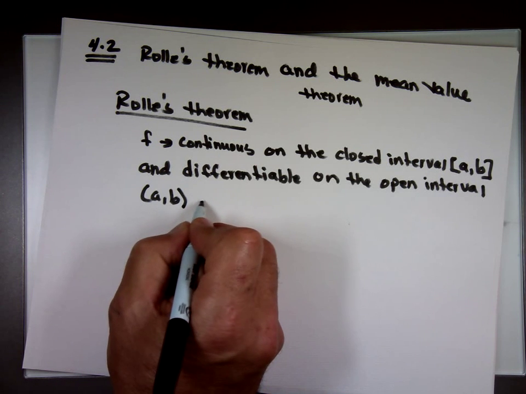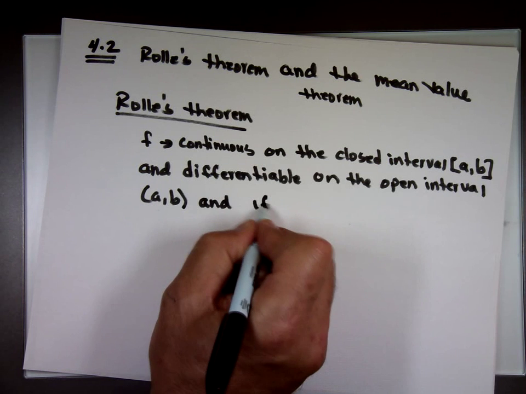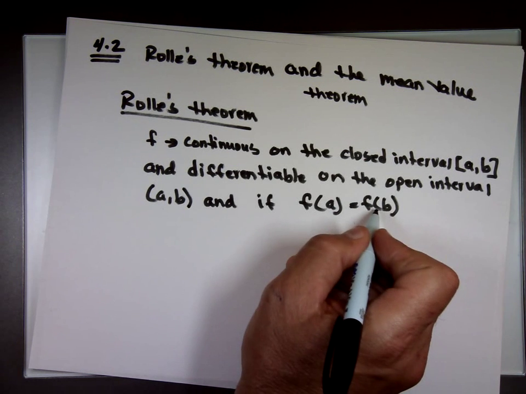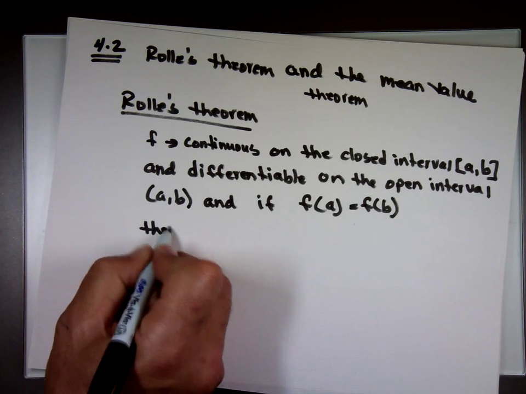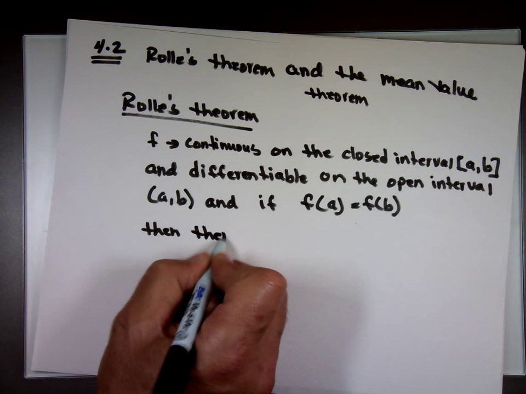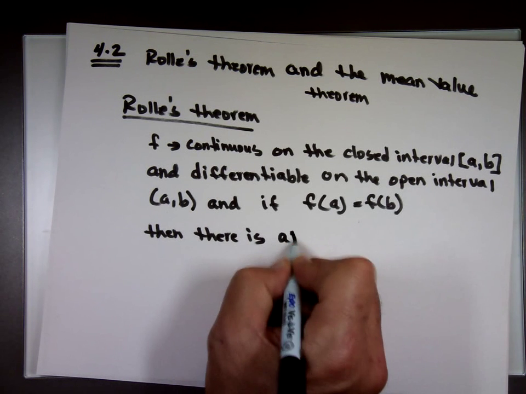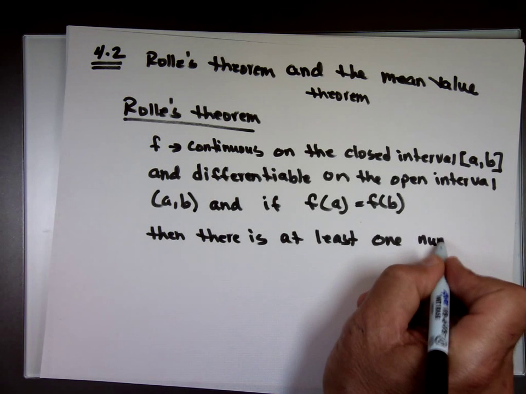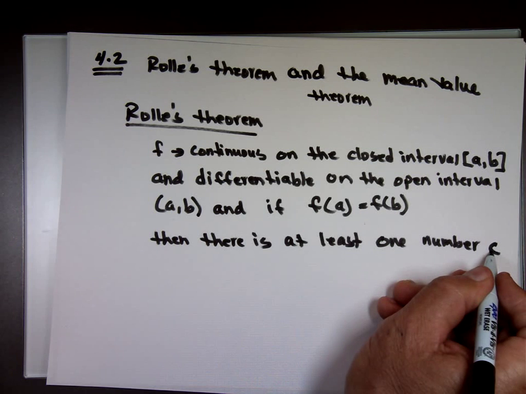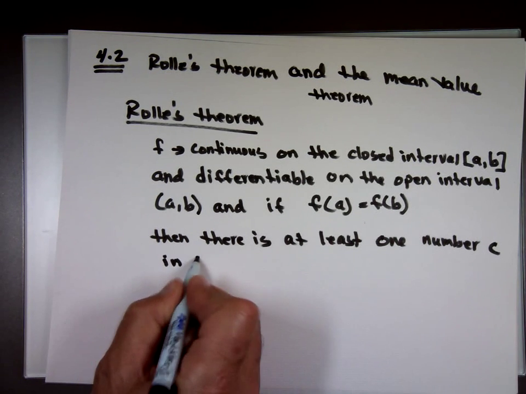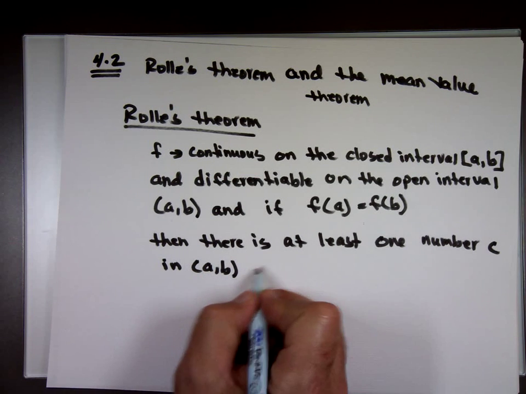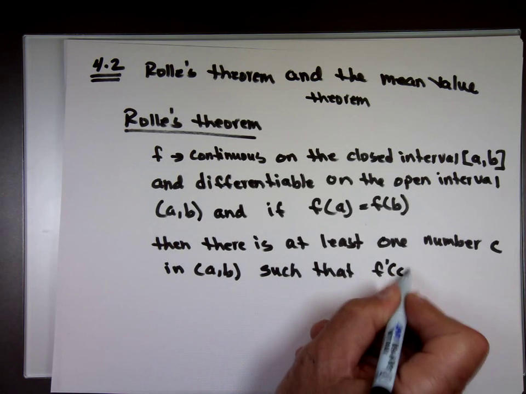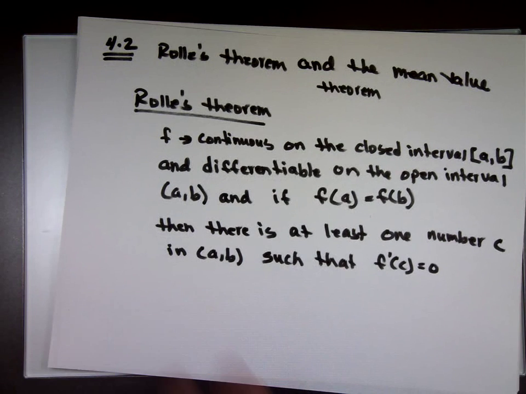and if f of A equals f of B, if that's the case, then there is at least one number, C, in the interval from A to B, such that the derivative is equal to 0. It has to be at least one number.